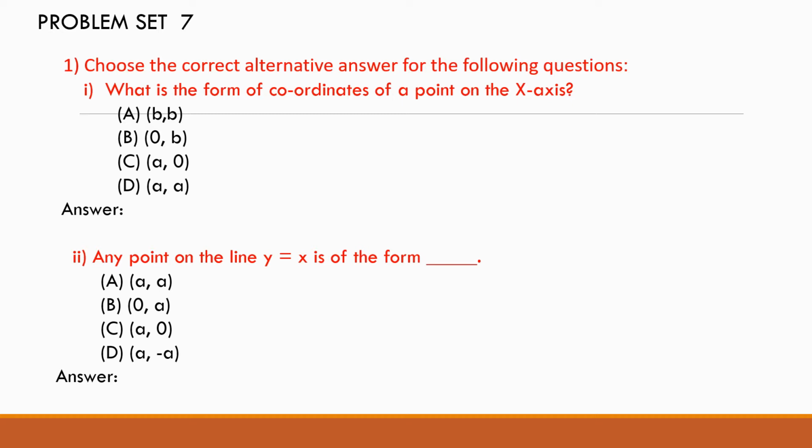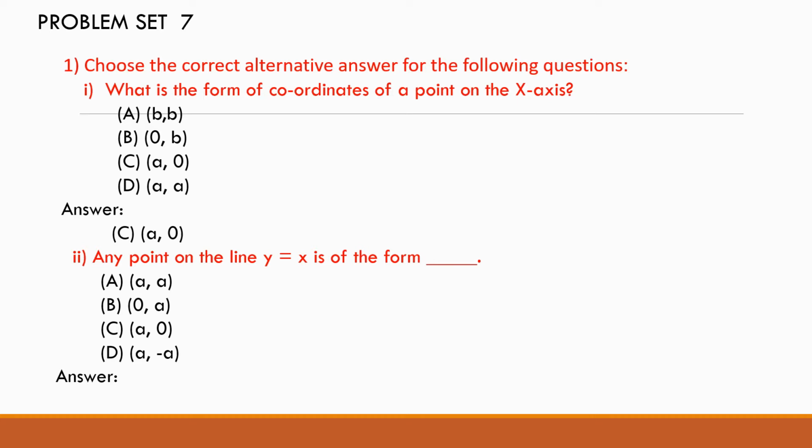The options are given. You have already studied that if the y coordinate is 0, then the point lies on the x-axis. Therefore in your option C, there is a and 0, that is the y coordinate is 0. Therefore your correct answer is option C, the ordered pair a and 0.